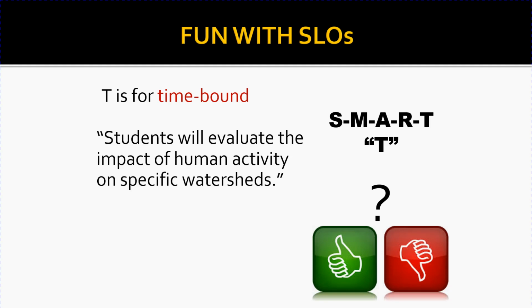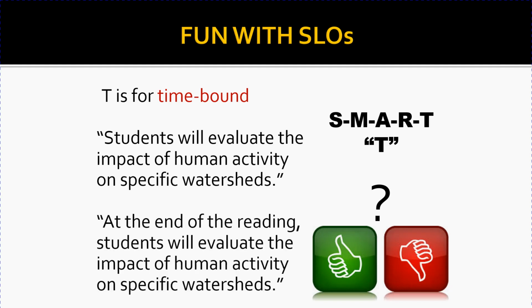So this one has no time bound. It's like students will evaluate the impact of human activity on specific watersheds. Okay, when? So at the end of reading the article, students will evaluate the impact of human activity on specific watersheds. So just say when. Like, when is it going to occur? What is the behavior? What specifically will you be looking for? What form will it take? Because you want to know that sentence is going to determine what you ask students to do.